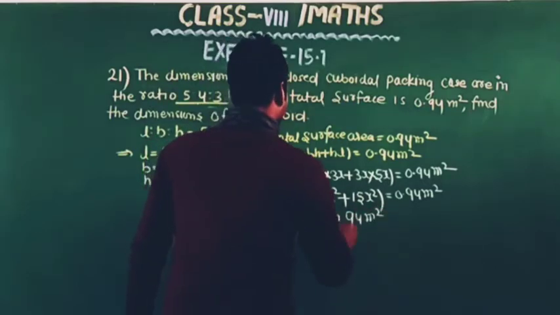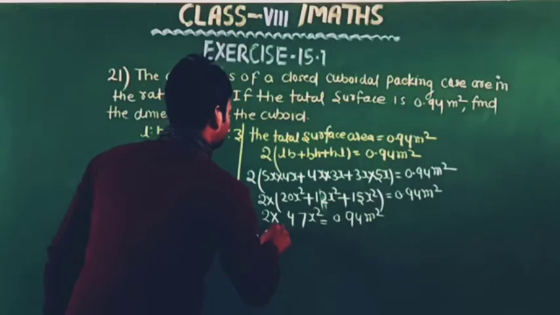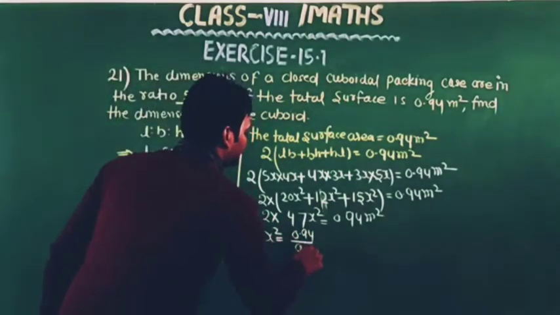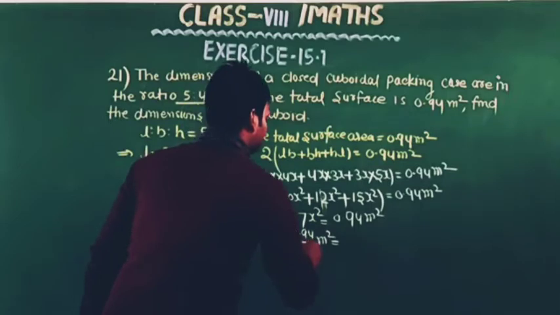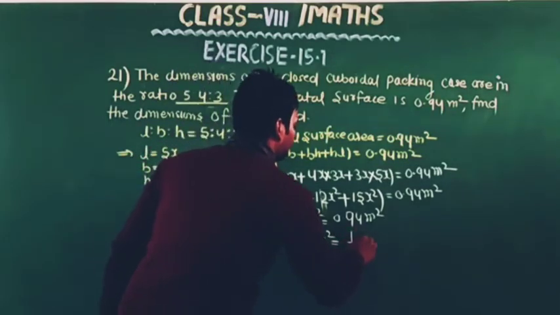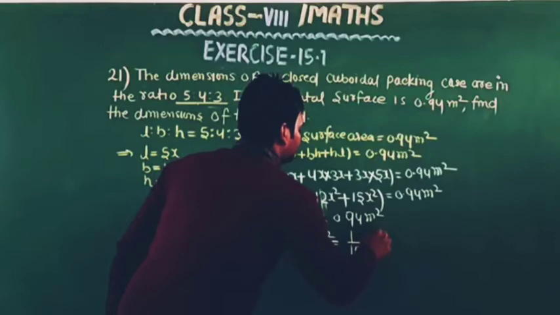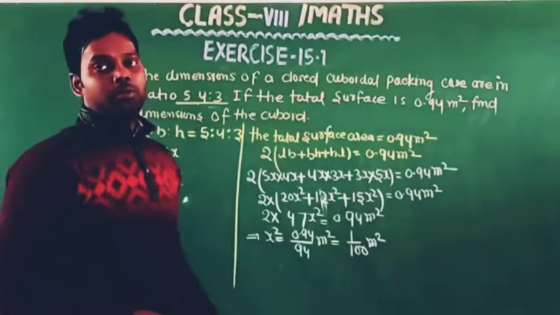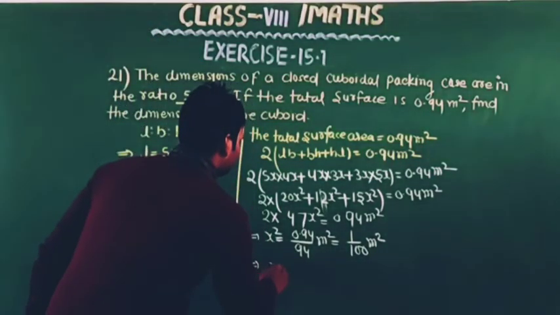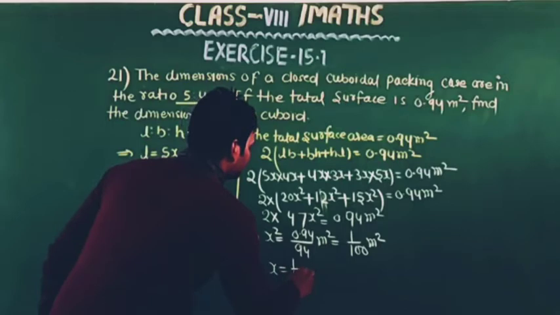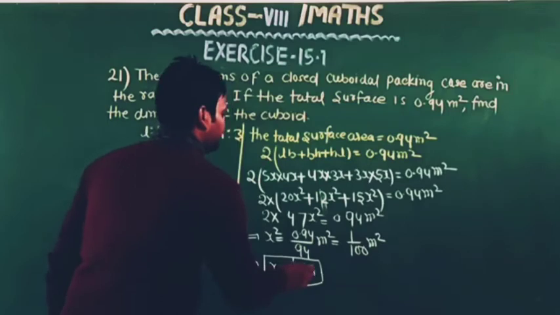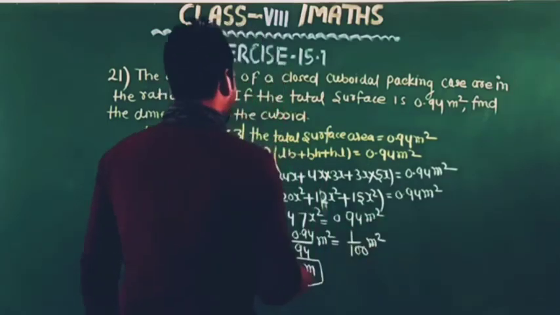equal to 0.94 meter square. This implies x square equals 0.94 divided by 47 into 2, which is 94. After simplification we get 1 upon 100 meter square. So this is the value of x square equal to 1 upon 100. This implies the value of x is equal to 1 upon 10 meter.